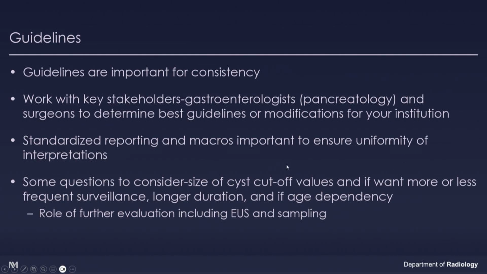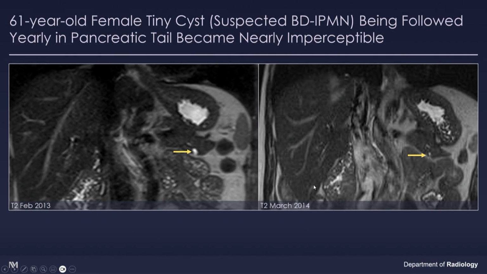I used to not be a big fan of standardized reporting, but I've become a huge fan of it because I think it ensures uniformity of our interpretations, especially as a lot of healthcare systems get a lot larger and there's a lot of referring doctors that you may or may not know. And it's alleviated a lot of the questions where people used to call me because I wouldn't give guidelines. But some of the questions you got to certainly consider are the size of the cysts, and if you want more or less frequent surveillance, longer duration if you want an age dependency, and what is the role of EUS, and certainly sampling.